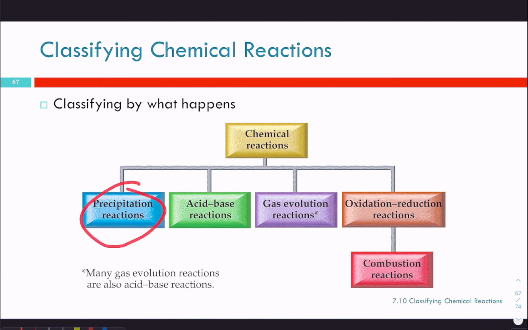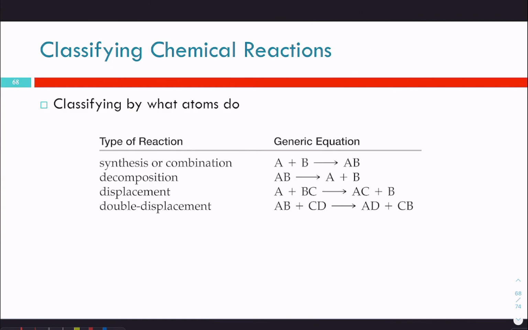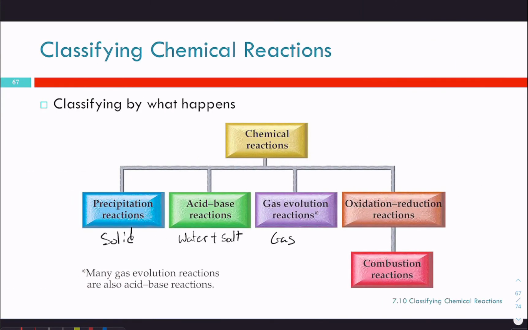In precipitation reactions, you get a solid. In acid-base reactions, you're going to get water plus a salt. In gas evolution reactions, you get a gas. And we haven't talked about oxidation-reduction reactions, but those involve an exchange of oxygens. The most readily identifiable are combustion reactions. Let me leave that for a second longer. Just a few more slides here.